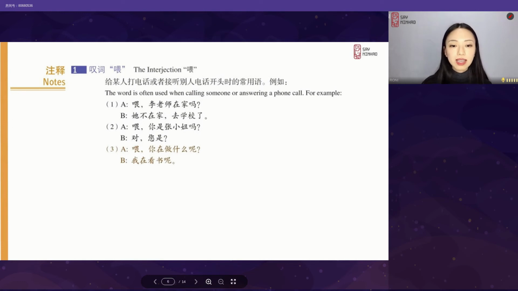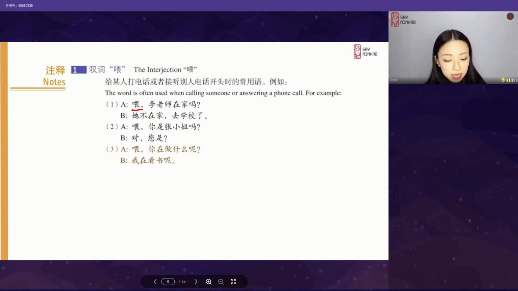First one is the interjection 喂. We learned it is actually used when you want to call someone. It can be calling on the phone or calling in real life. So it is often used when you want to answer a phone call or draw someone's attention. Let's see the examples.